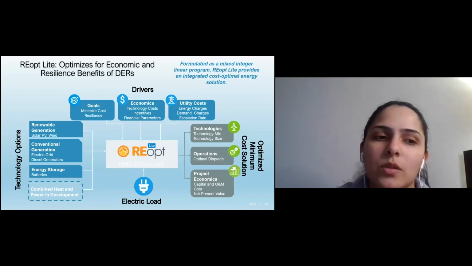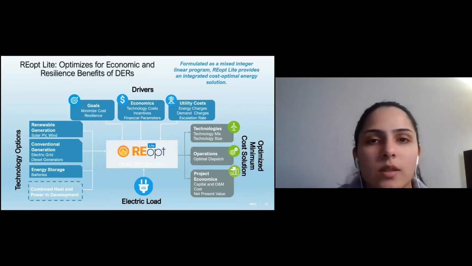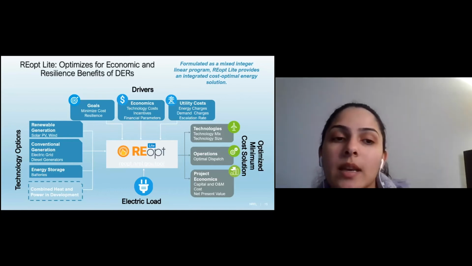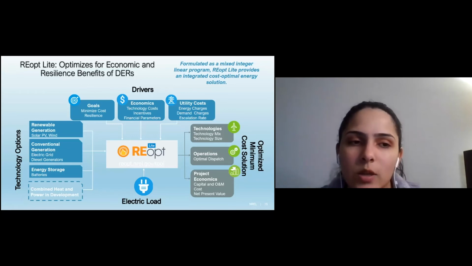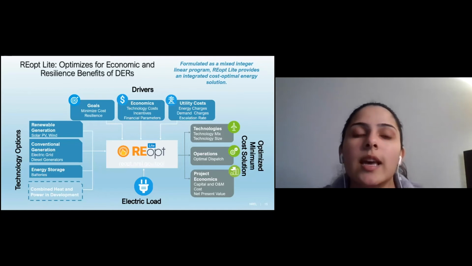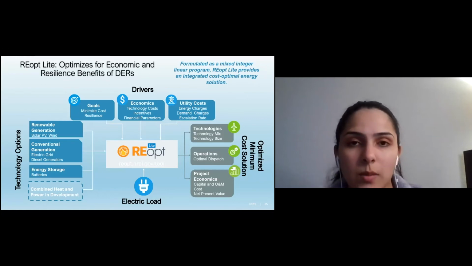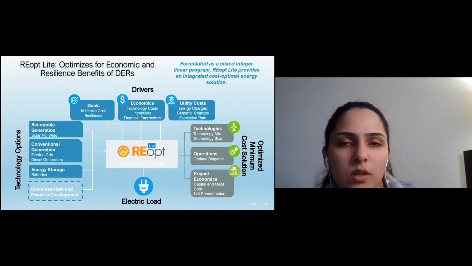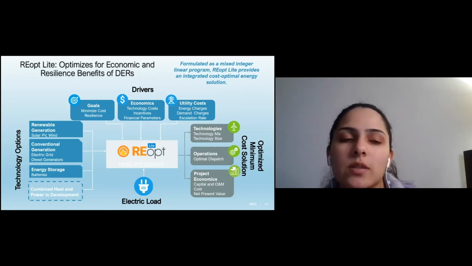So REopt takes all those factors into account, and this diagram gives a better presentation of what goes in as input. REopt considers technologies like solar PV, wind, conventional generator, and batteries, and that's a user input. Based on this, I say, okay, I want to see if PV plus battery makes sense for my house. So those will be the inputs I'll provide. Then it takes the drivers into account, cost minimization being the primary driver, which is the objective function of the optimization problem. And then resilience goal, that these many hours our system should at the minimum survive if the grid were to go out.